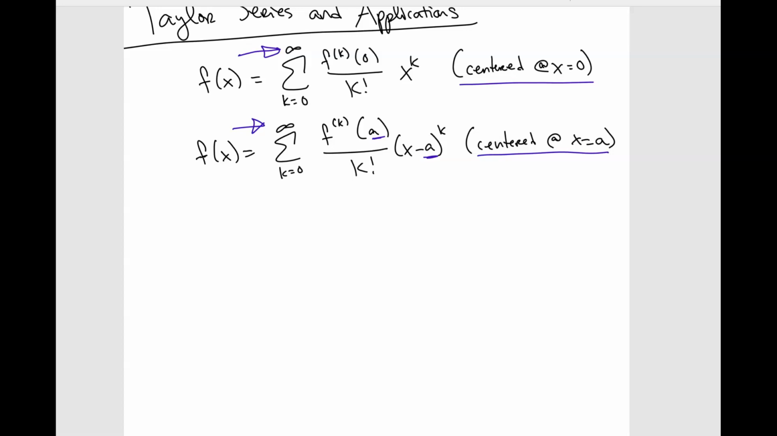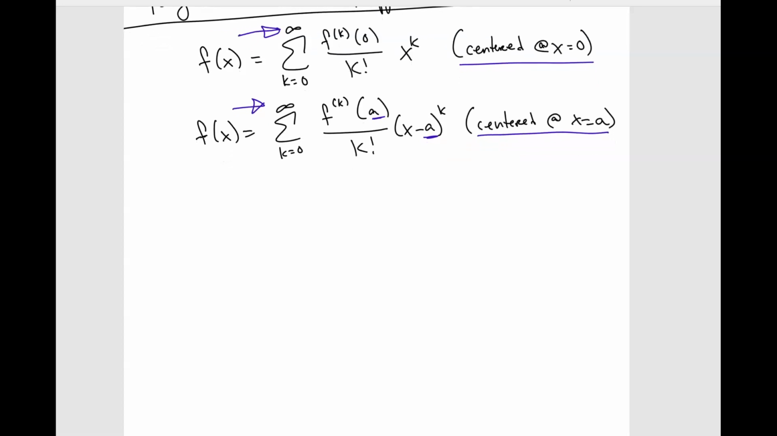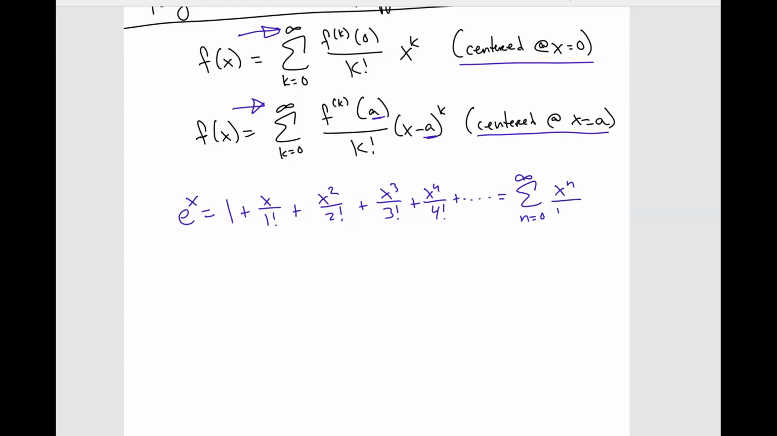Okay, now one thing that we know is that if I were to find the Taylor series of e to the x, it'll just be 1 plus x over 1 factorial plus x squared over 2 factorial plus x cubed over 3 factorial plus x to the 4th over 4 factorial. If I were to do this many, many times, you'll have all of this. And actually, this has a closed form: the sum as n goes from 0 to infinity of x to the n over n factorial.